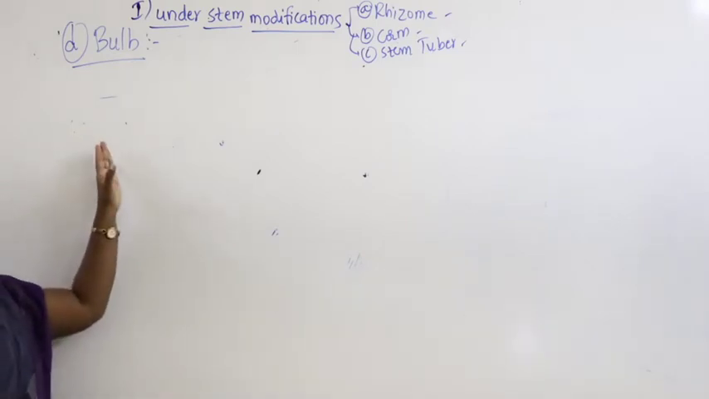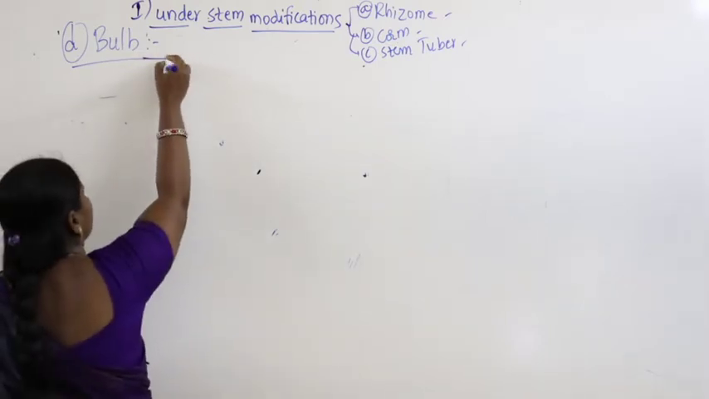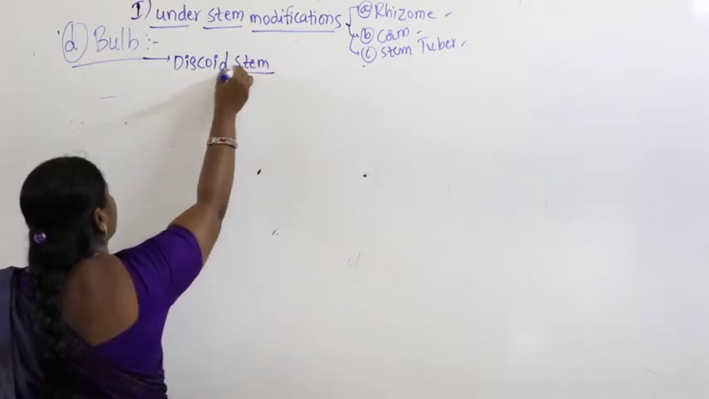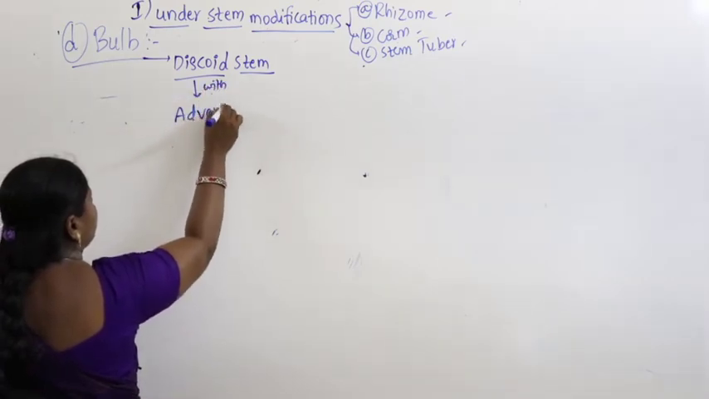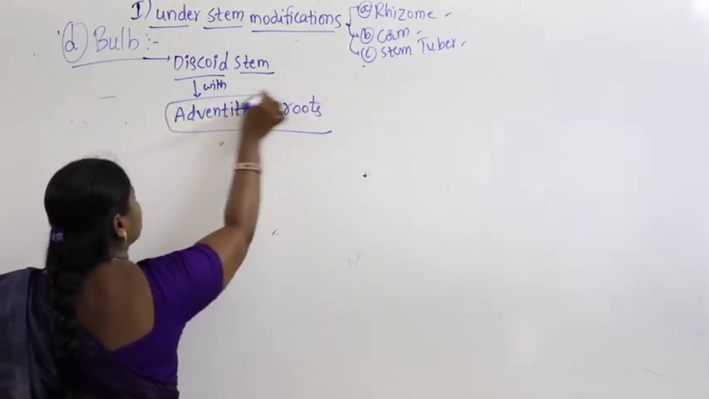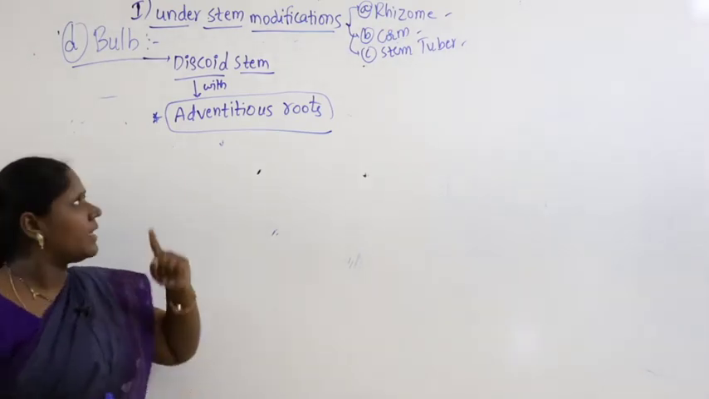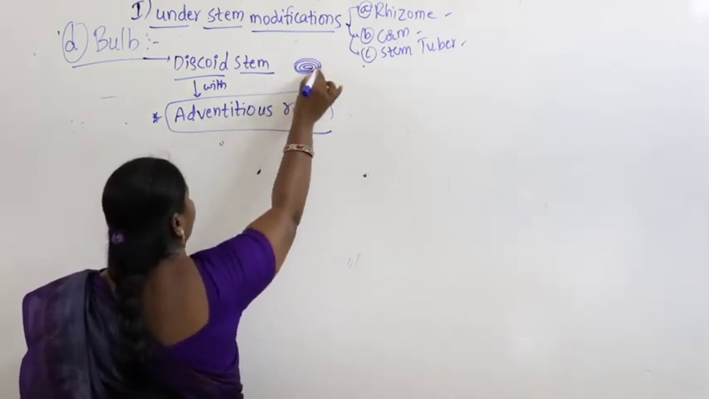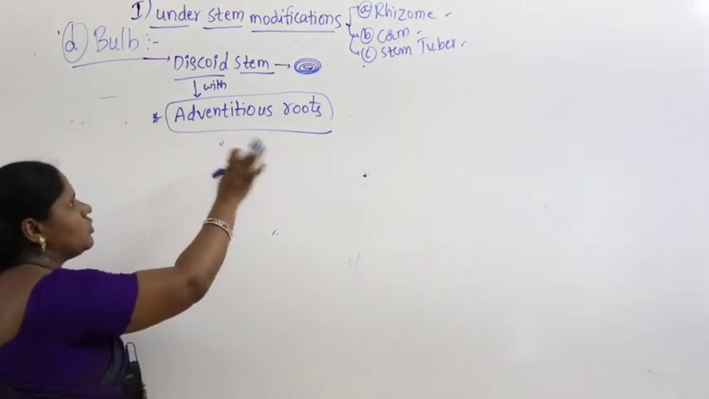What is this? It's nothing but a bulb. A bulb contains a discoid stem with adventitious roots. In case of bulb, the very characteristic feature is that it contains a discoid stem. So what is a discoid stem? This is a discoid stem, a disc-like structure, with adventitious roots.